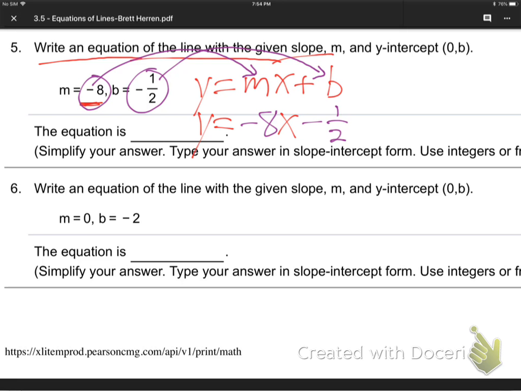This would be something you'd want to put on your 3x5 card for the next exam: the y equals mx plus b formula. That'd help you out. Is that making sense? Okay, so let's try the next one. They want the equation again. Can you do the same kind of thing on number 6 there? So write that equation.